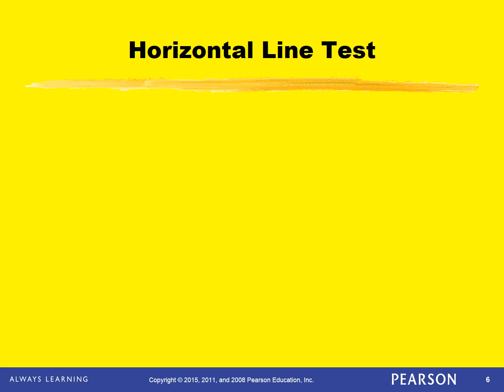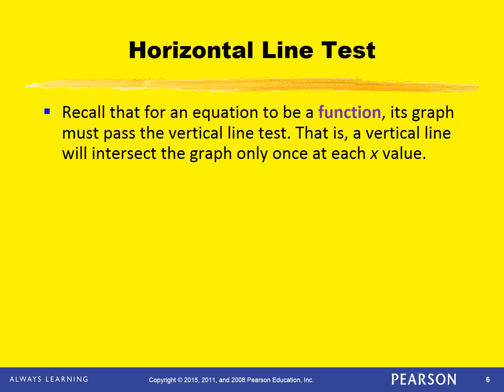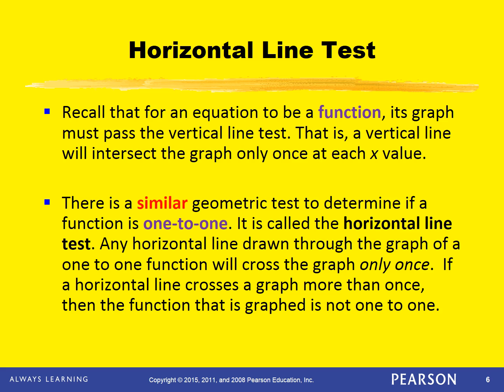Well, there's also a horizontal line test. We just mentioned the vertical line test, and that of course is the test to see whether the graph you're looking at is the graph of a function. For the graph of a function, its graph must pass the vertical line test. That is, a vertical line will intersect the graph only once at each x value. There's a similar geometric test to determine if a function is one-to-one.